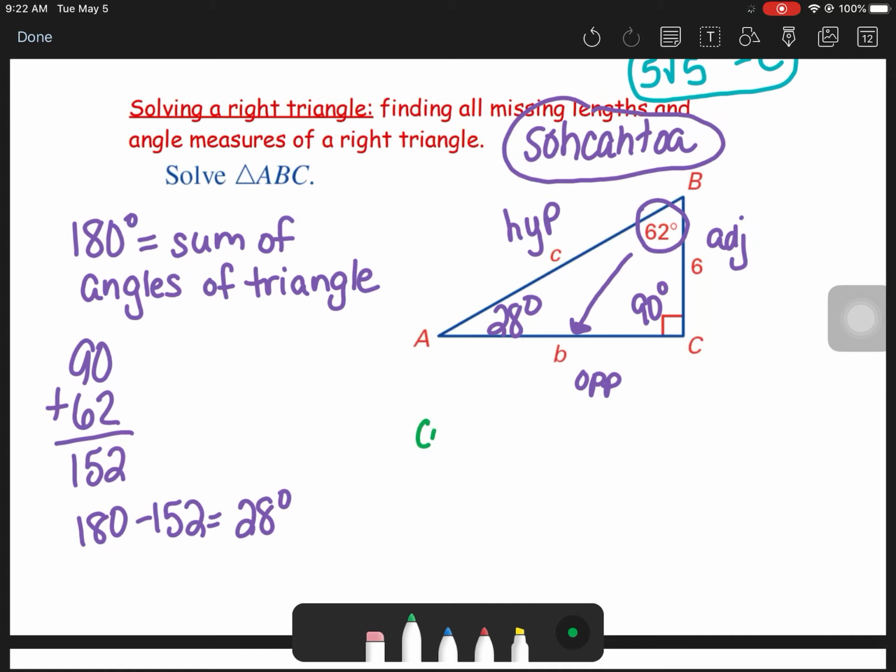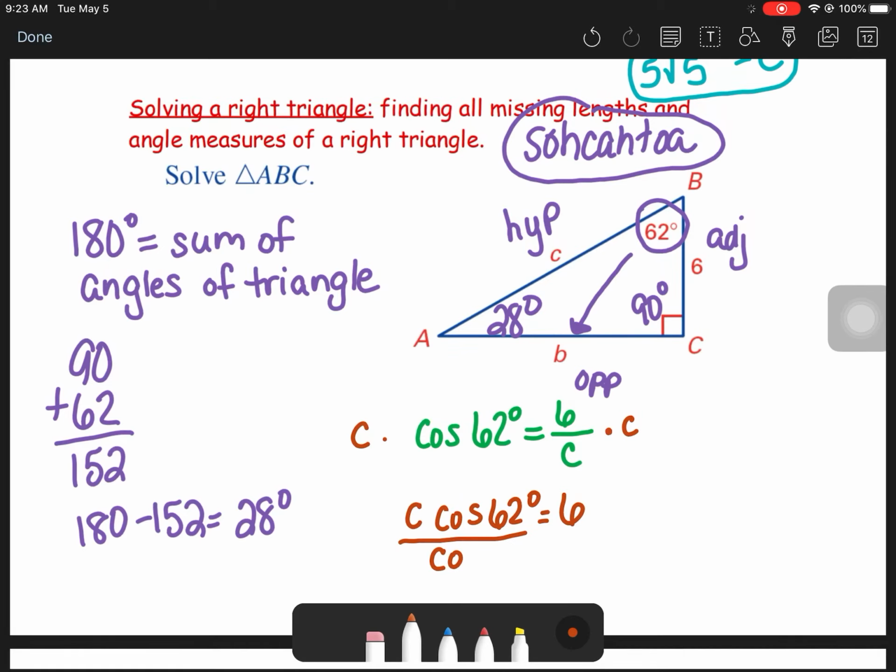So the cosine of 62 degrees equals, and remember cosine is adjacent over the hypotenuse, which we don't know what it is, so we're going to call it letter C. So we're going to have to solve to find our answer. To do that, we're going to multiply both sides by C. So we have C cosine of 62 degrees equals 6. And then we're going to divide both sides by cosine of 62 degrees.